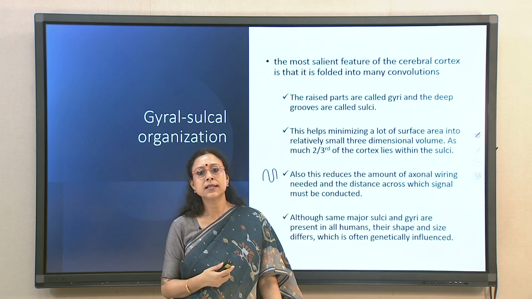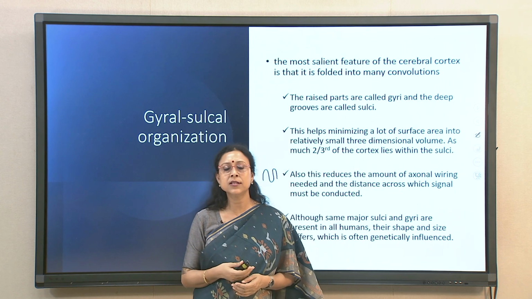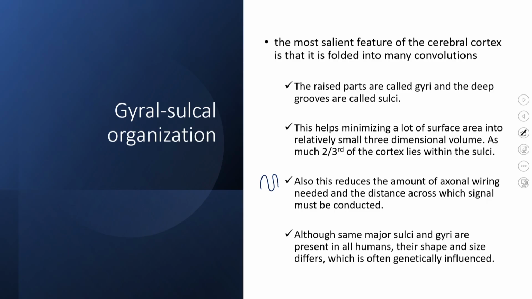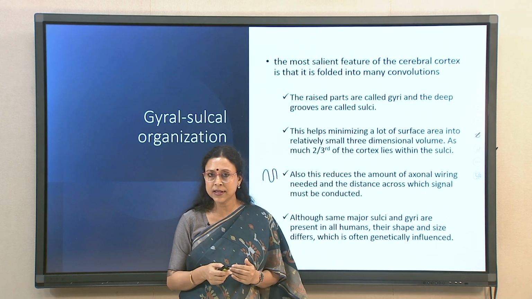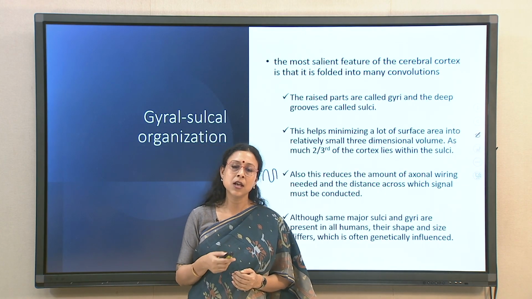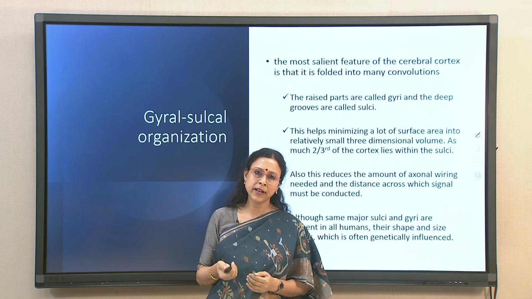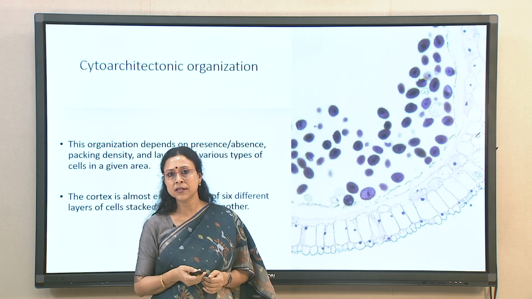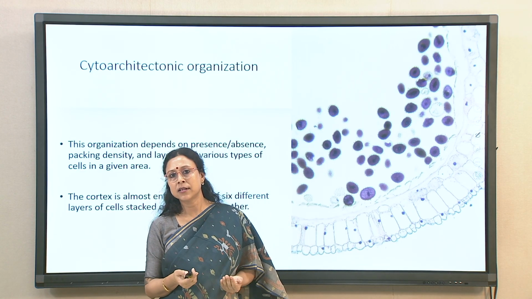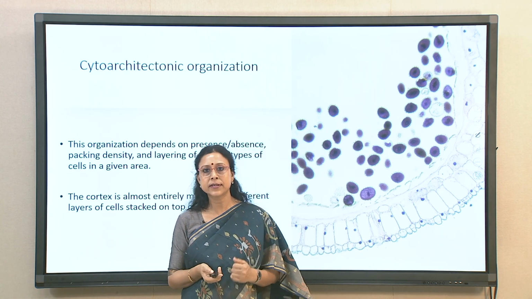Another important thing is that although the same major areas are visible in all human brains, there are certain differences that are often genetically influenced. Broadly the structure remains the same, but at a more subtle level there are differences across humans. Inter-subject differences are visible, very often genetically influenced. Broadly, you get the sulci and the gyri. So, gyral-sulcal organization is the first thing that you notice.